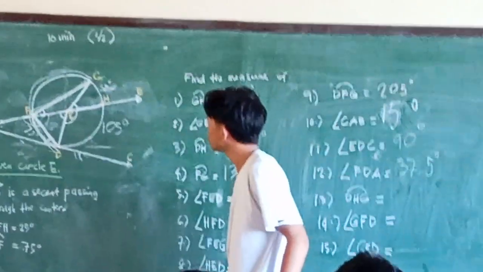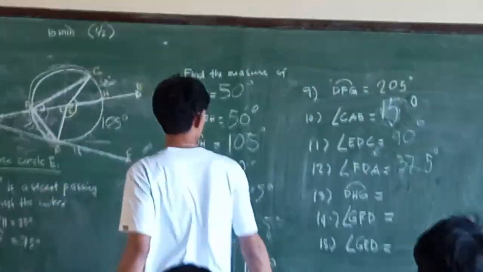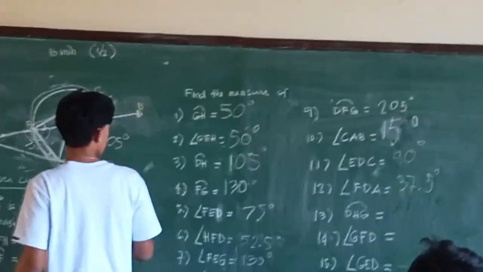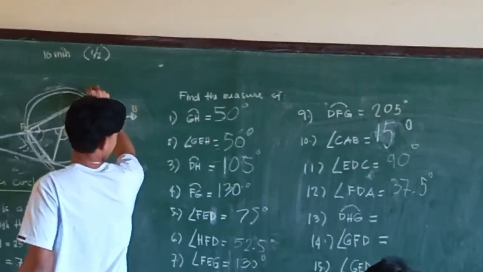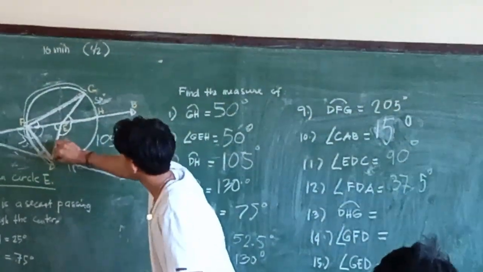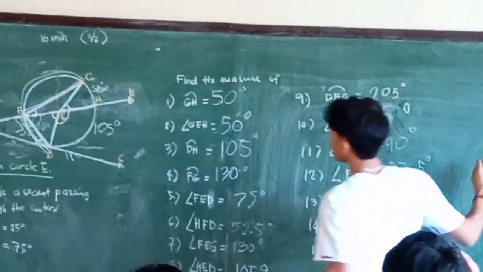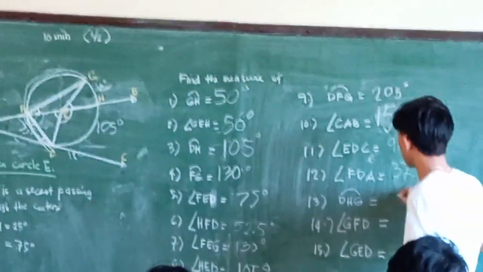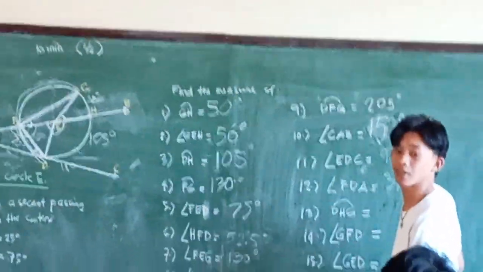Locate that arc DHG in the given illustration, Dino, so that your classmates can follow which part of the illustration is arc DHG. Major arc DHG. Actually, that is not a major arc. That is just a minor arc.